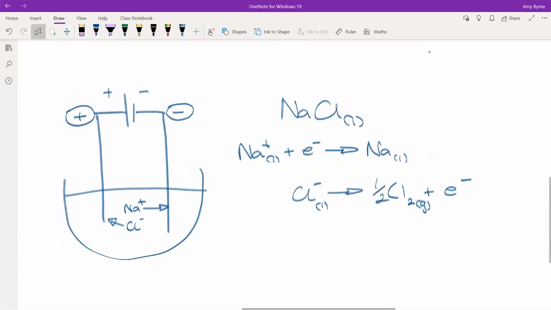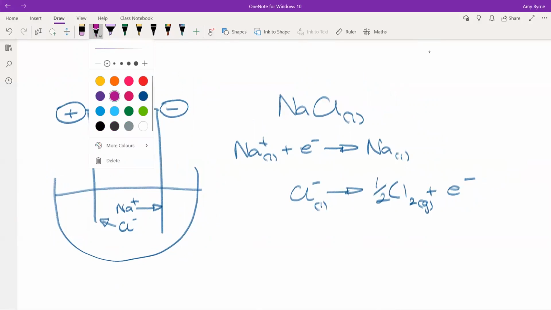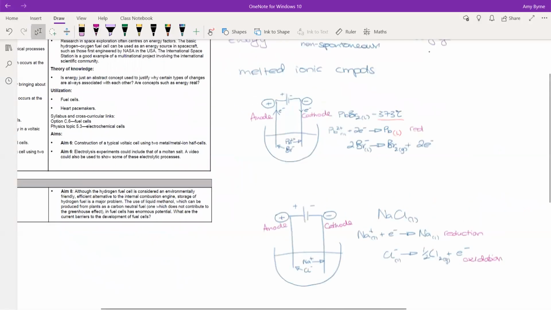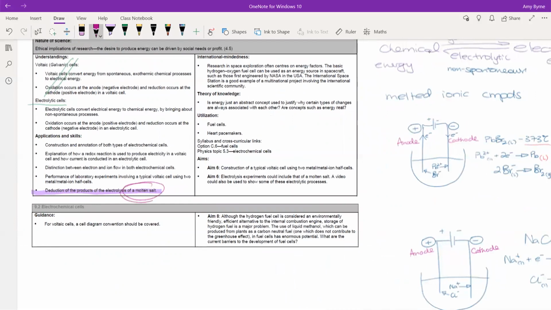Okay, let's go through and label cathodes and anodes. So we start by identifying what is our reduction reaction and what's our oxidation. So our reduction reaction is happening at that negative electrode, and by definition, the electrode that reduction happens at is our cathode. The electrode where oxidation takes place is by definition the anode. Okay, so in the IB, you only have to care about molten salts.